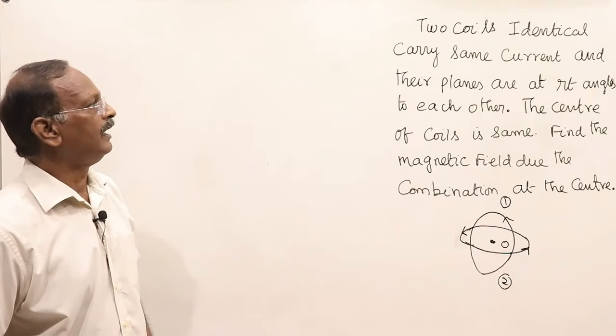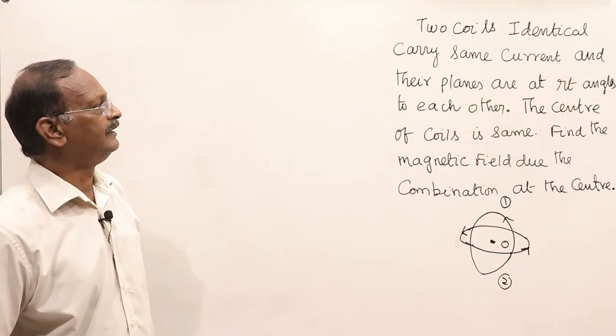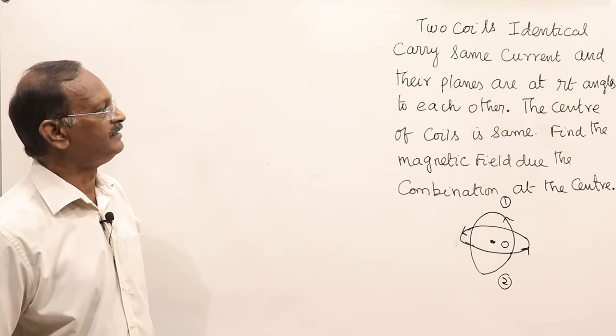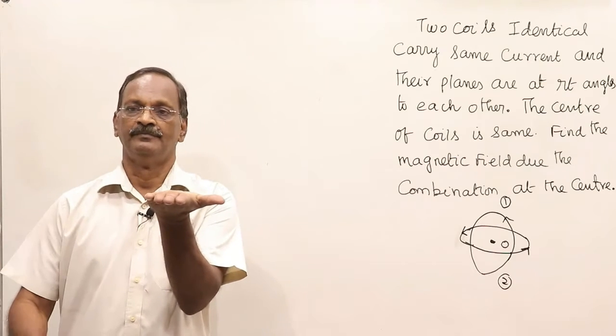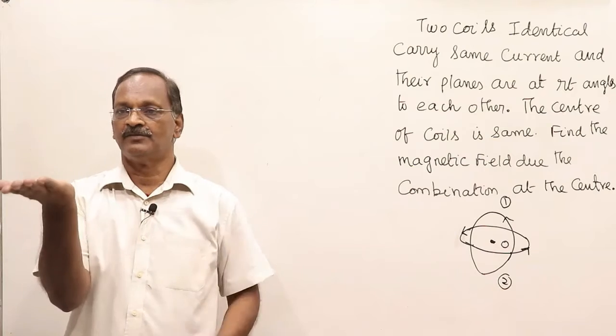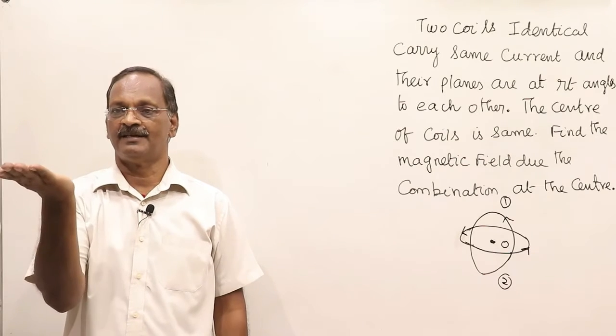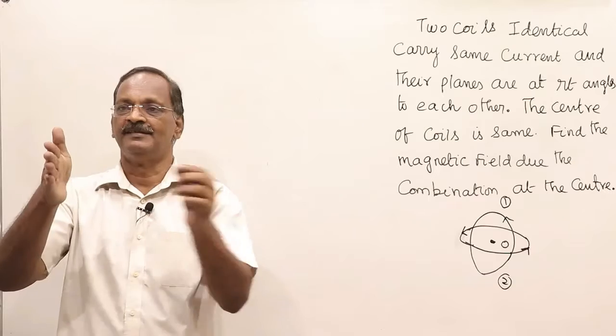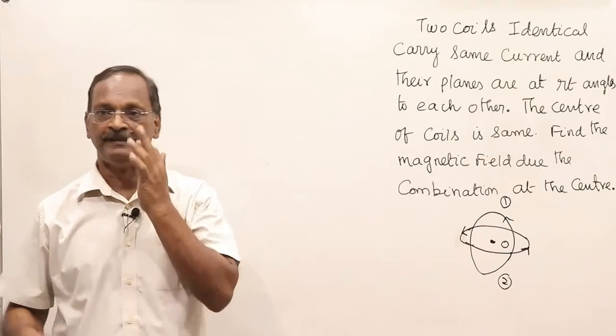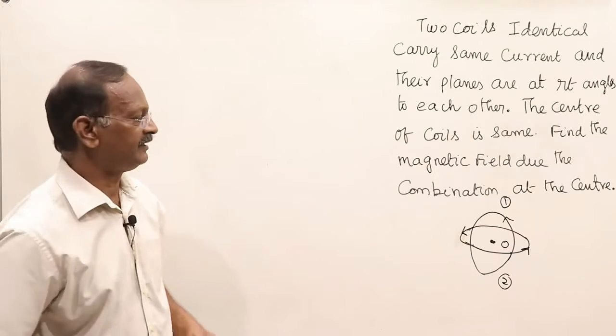Two identical coils carry the same current and their planes are at right angles. Let us see, this is one plane and this is another plane, because both are at right angles. The normal to this plane is this way, the normal to this plane is this way, and the angle between the planes is 90 degrees.